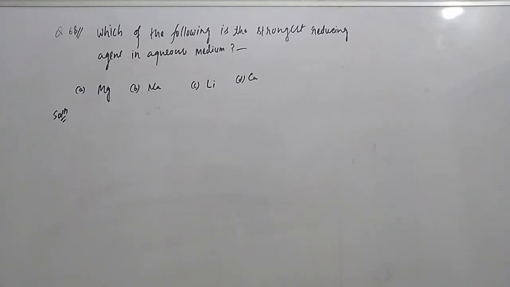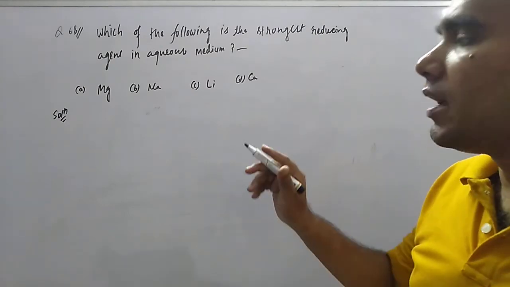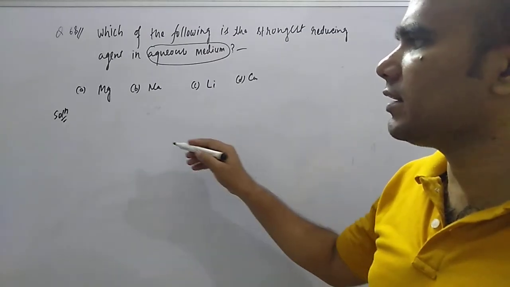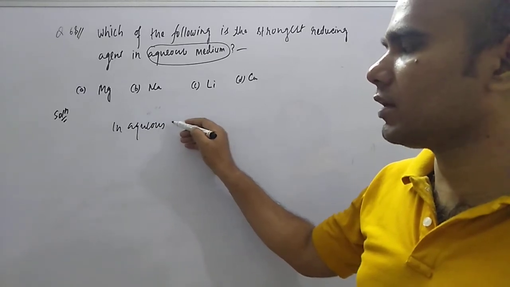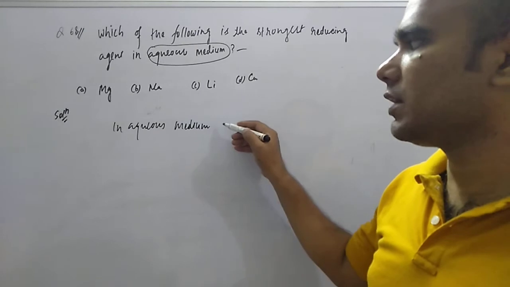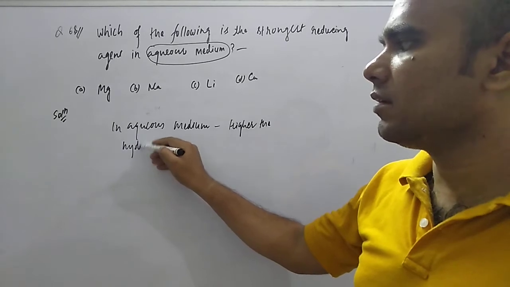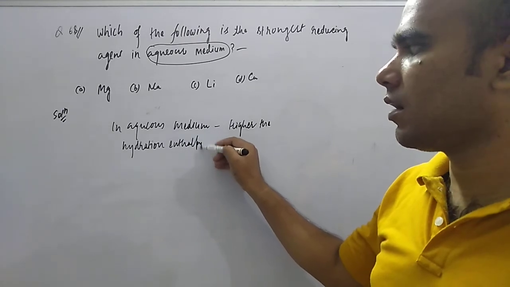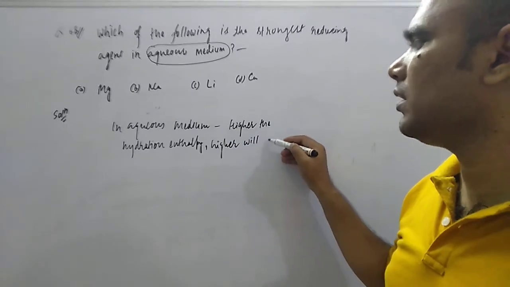Student, now let us see problem number 68. This is quite a very easy problem, student. Which of the following is the strongest reducing agent in the aqueous medium? Dear student, whenever they are talking about the aqueous medium, the strongest reducing agent depends on the hydration enthalpy. In aqueous medium, the higher the hydration enthalpy, the higher will be the reducing power.